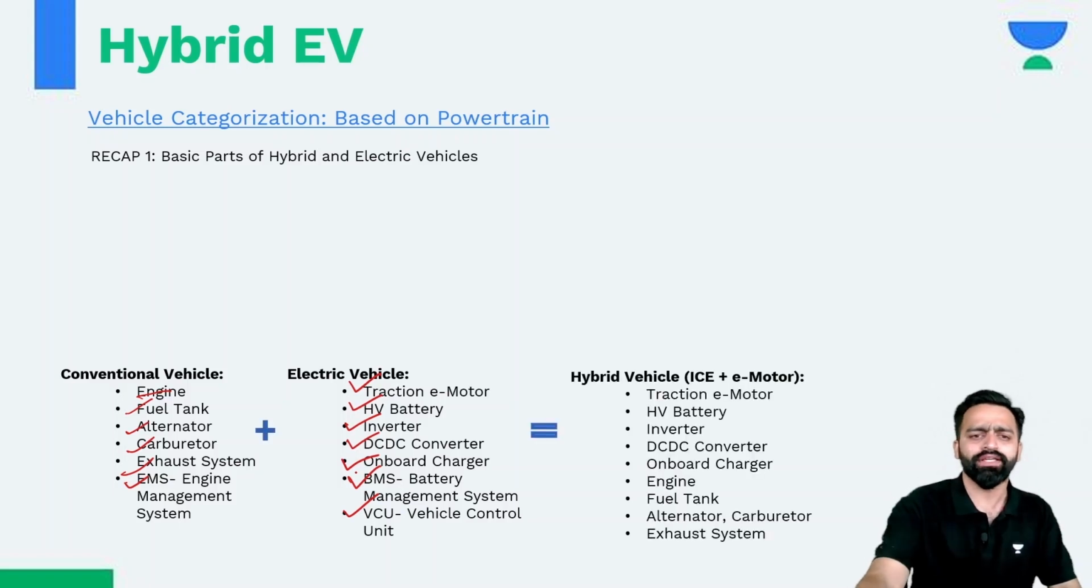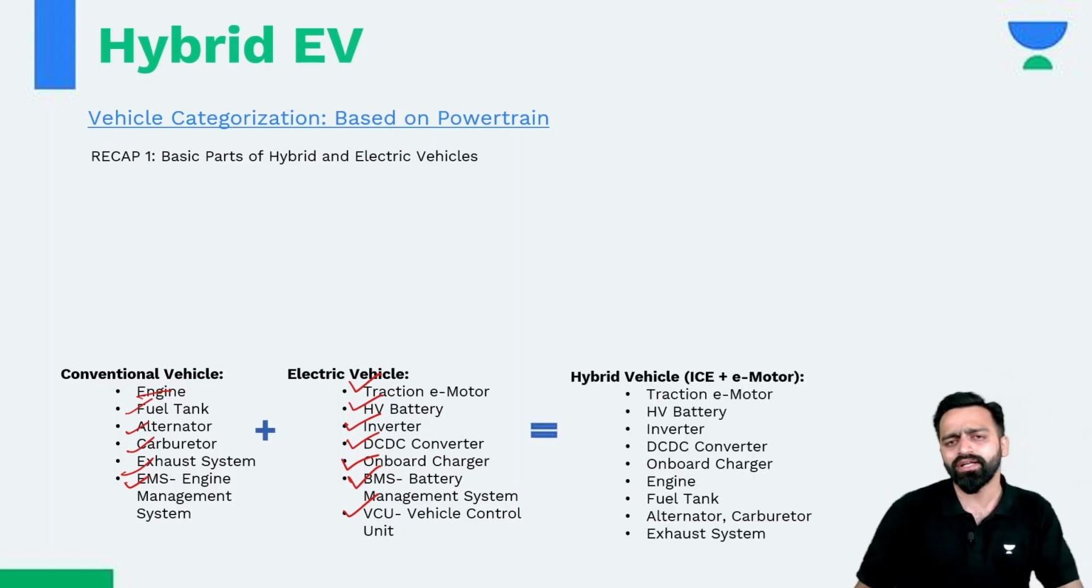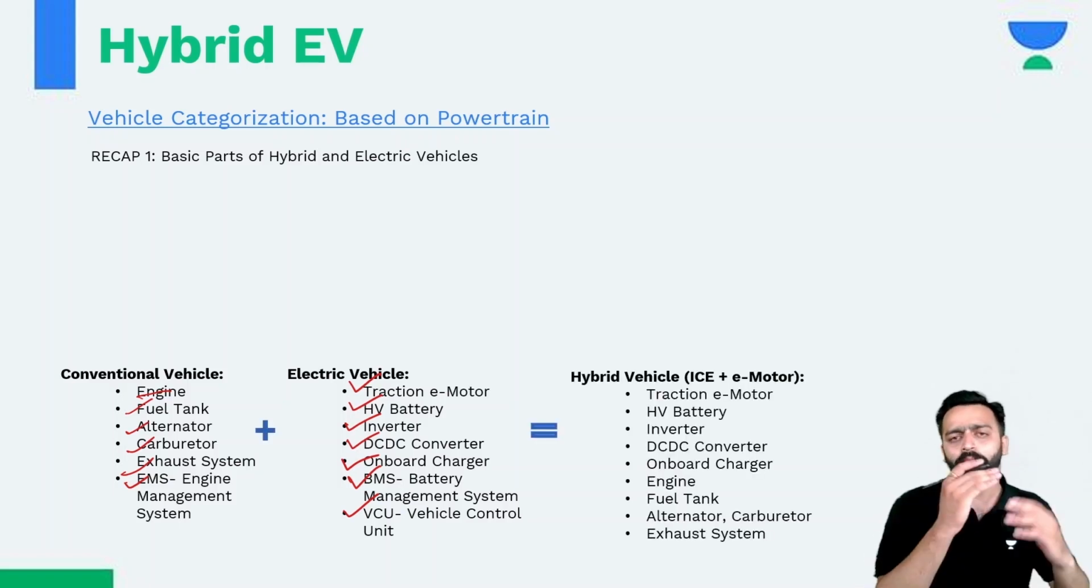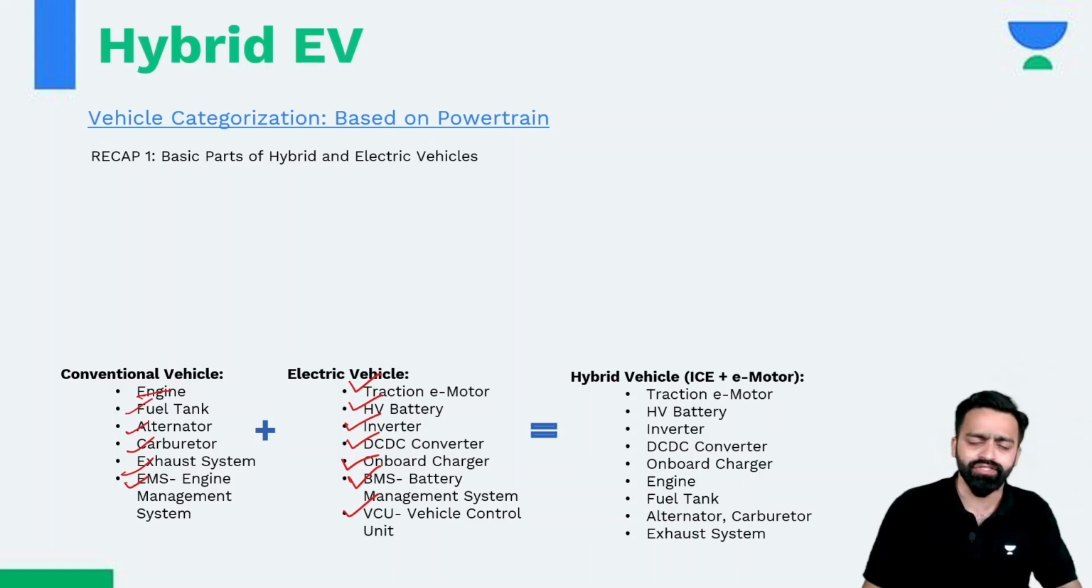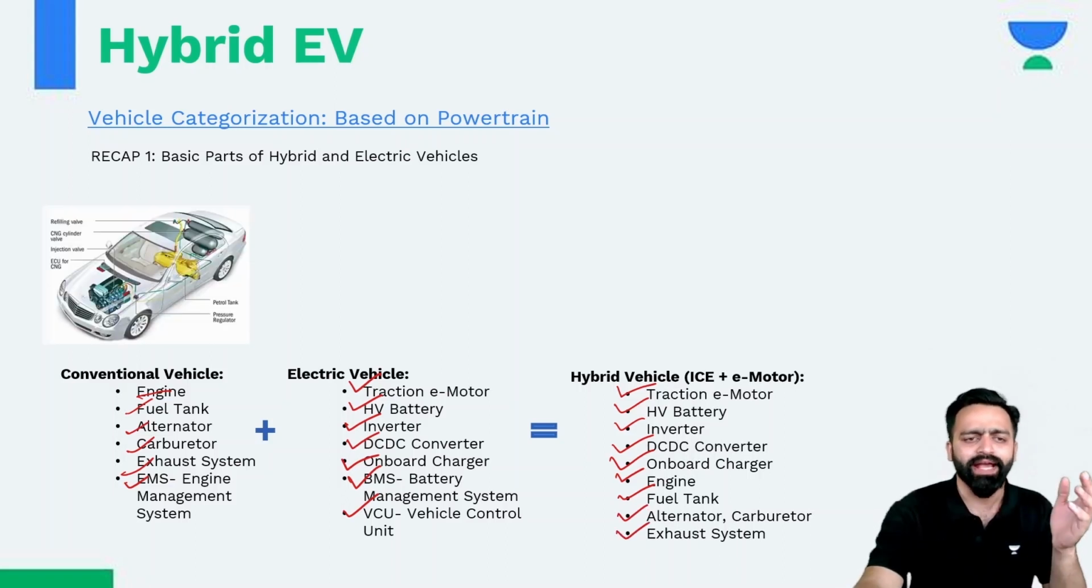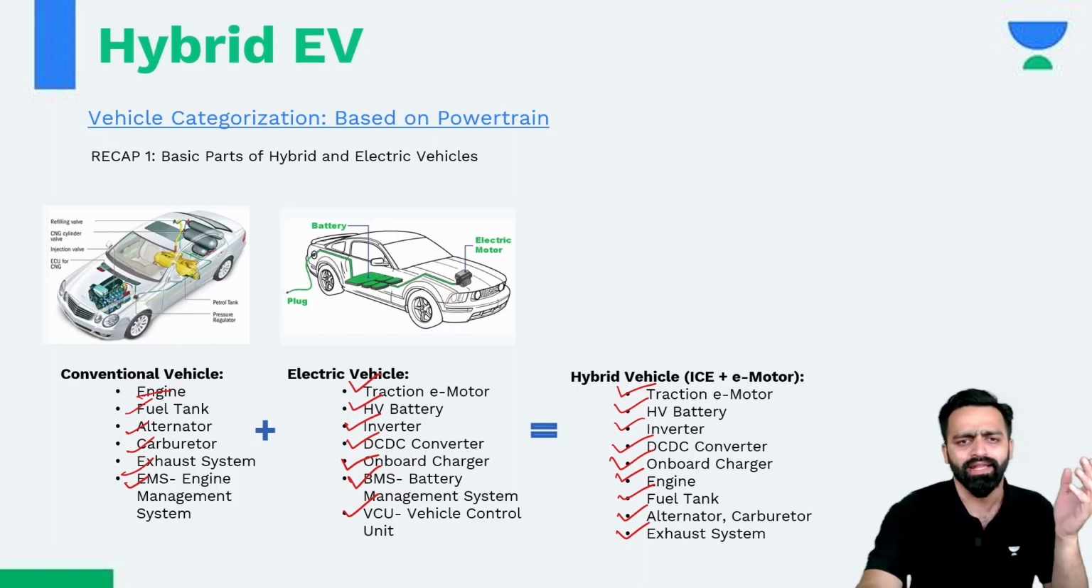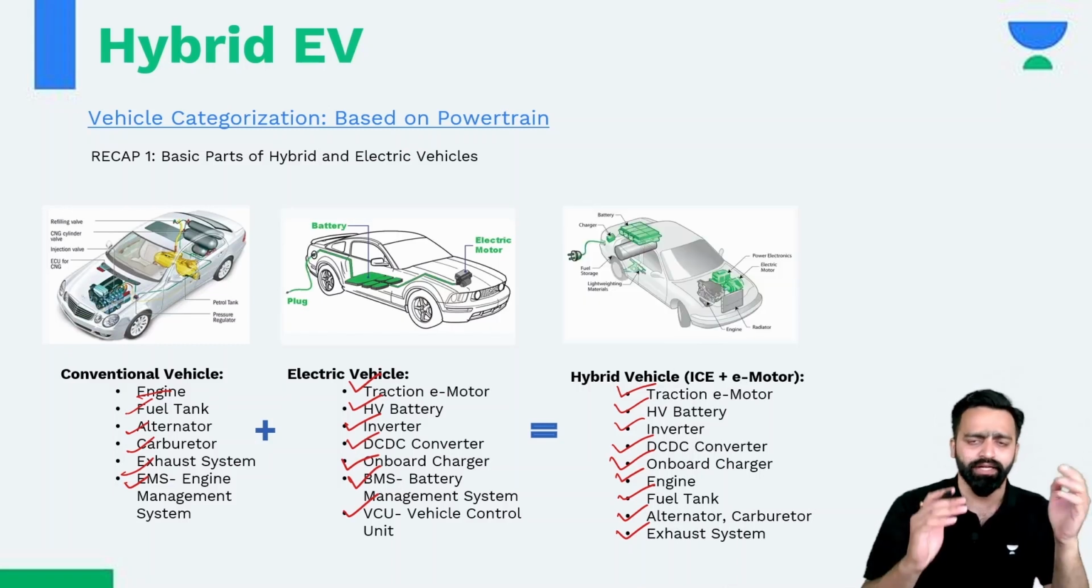So we can see over here the hybrid electric vehicle, which is nothing but a combination of both the conventional and electric vehicle. This is what we have already covered in our previous lecture. In a hybrid electric vehicle, you are going to have the traction motor, high voltage battery, inverter, DC to DC converter, onboard charger, and also the components of the ICE powertrain, that is, engine, fuel tank, alternator, exhaust system and all. So these are the block diagrams of the conventional vehicle, electric vehicle, and hybrid electric vehicle.